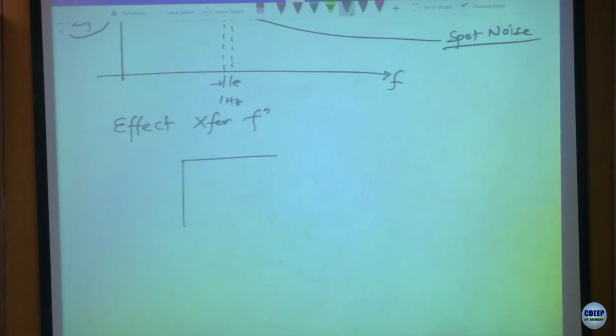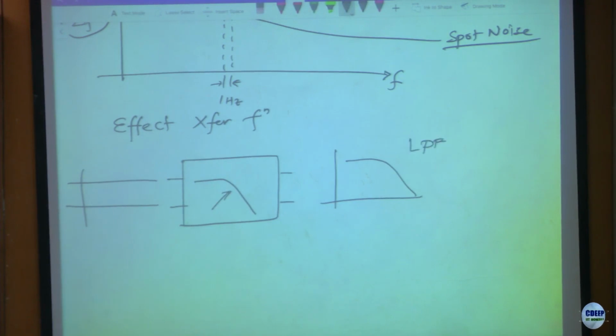So, if you have a filter or some kind of filtering device, and you put white noise at the input, then you will get filtered noise. It will follow the transfer function of this particular thing. So you will get low pass filtered noise. Let's say this is S of Y(f) and this is S of X(f). S of X(f) is the PSD of the noise you are inputting into the filter, and S of Y is the PSD at the output of the filter.